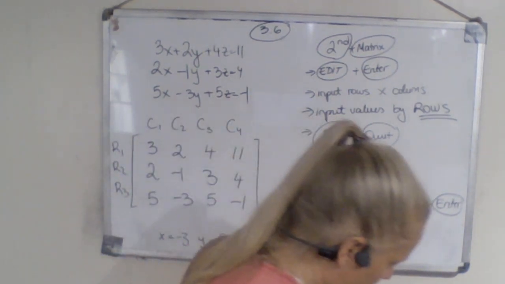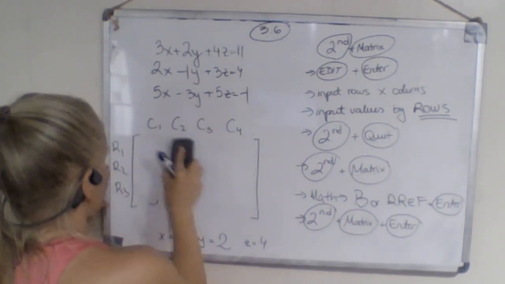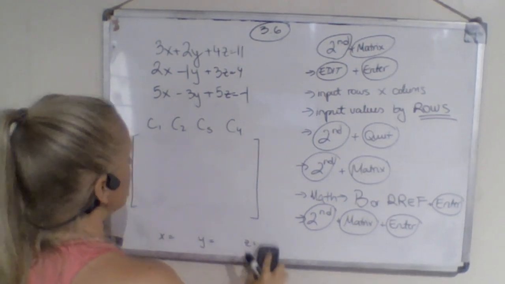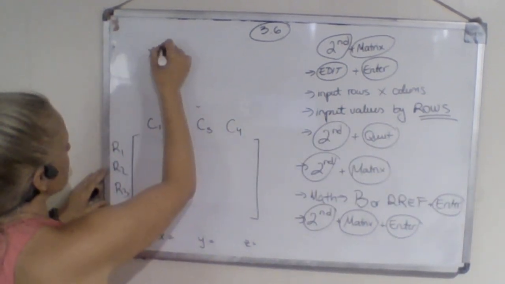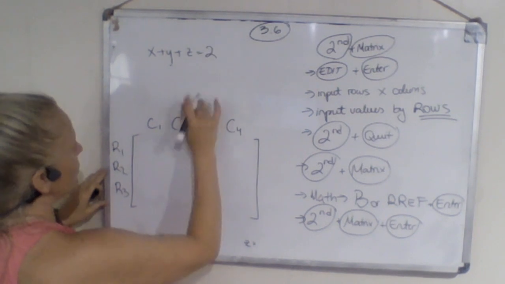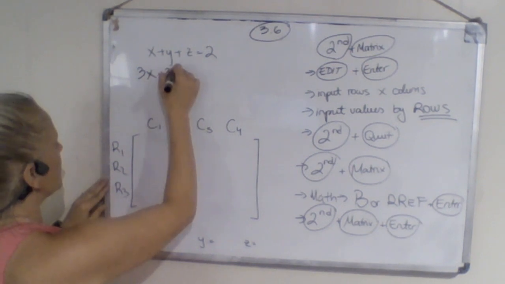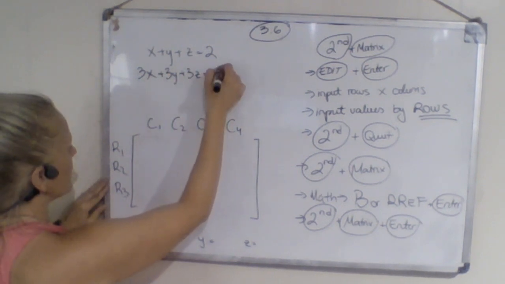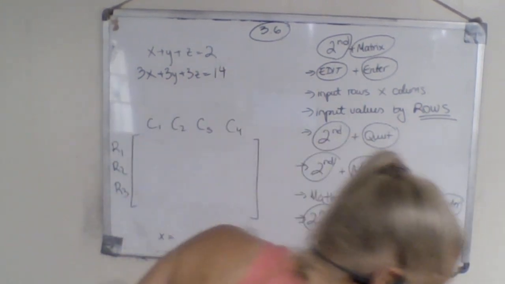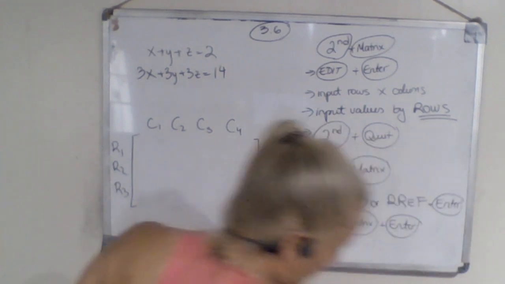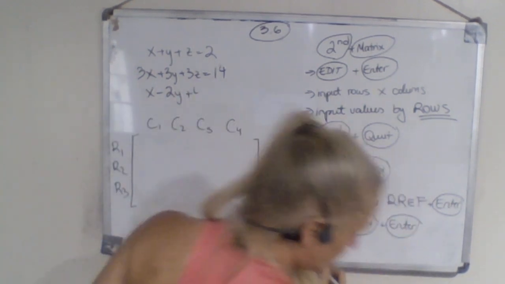Let's do another one. We're going to play with 3 of these or 4 of these and see how we do. I'm going to erase just this right here because I need the space to transpose our matrix. I'm going to erase our system of equations. Our second one is x plus y plus z equals 2. 3x plus 3y plus 3z equals 14. And then the last one would be x minus 2y plus z equals 4.